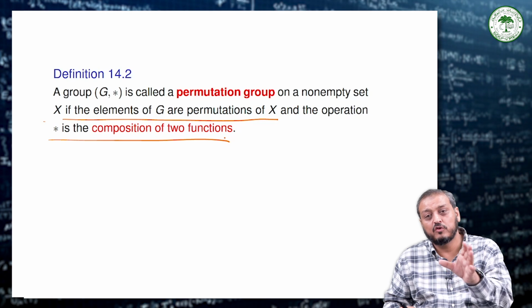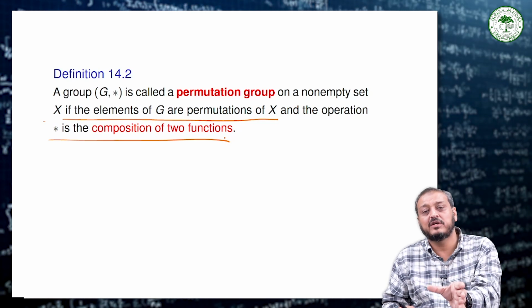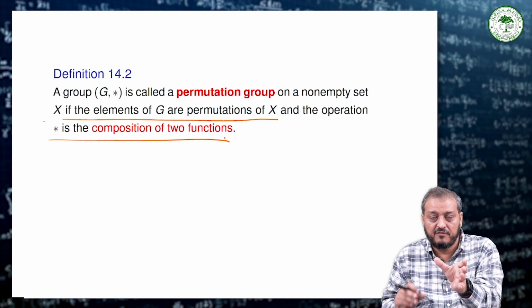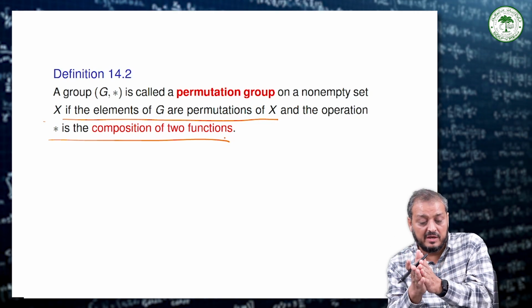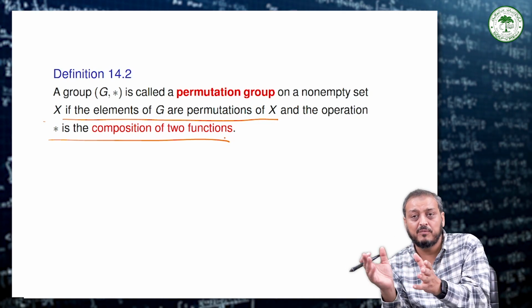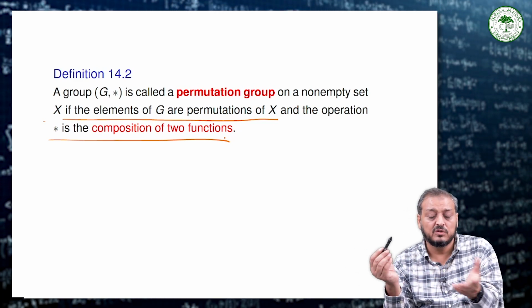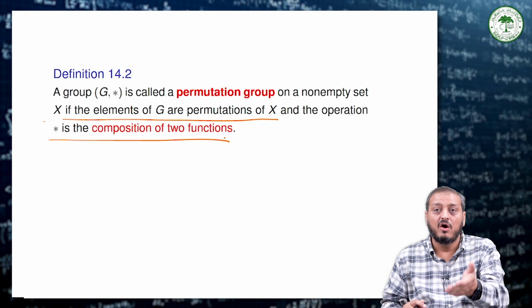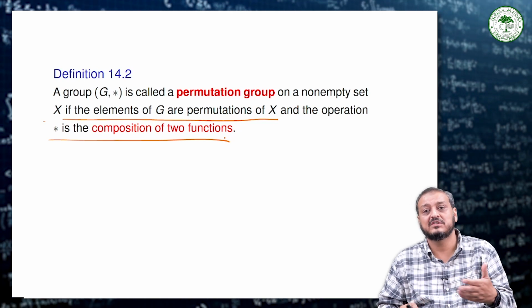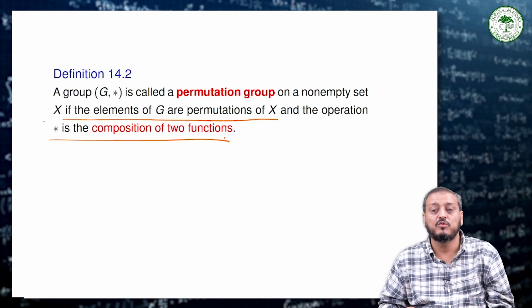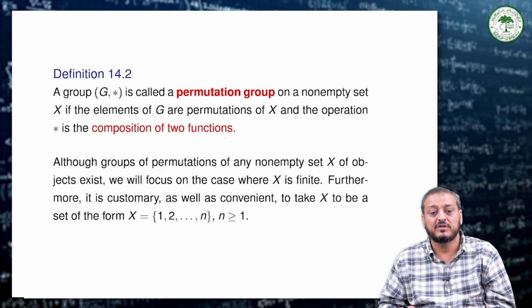If G, the set of all permutations, that is bijective functions, satisfies all the properties of a group, then we can say that this is a permutation group, with the binary operation being the composition of permutation functions.